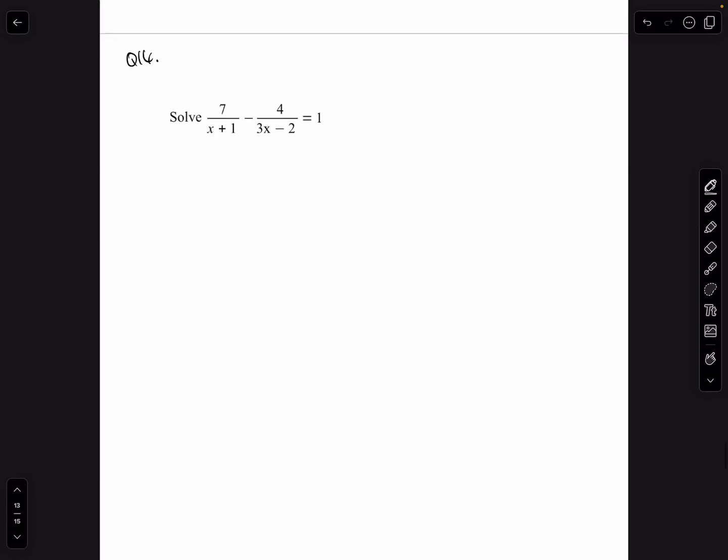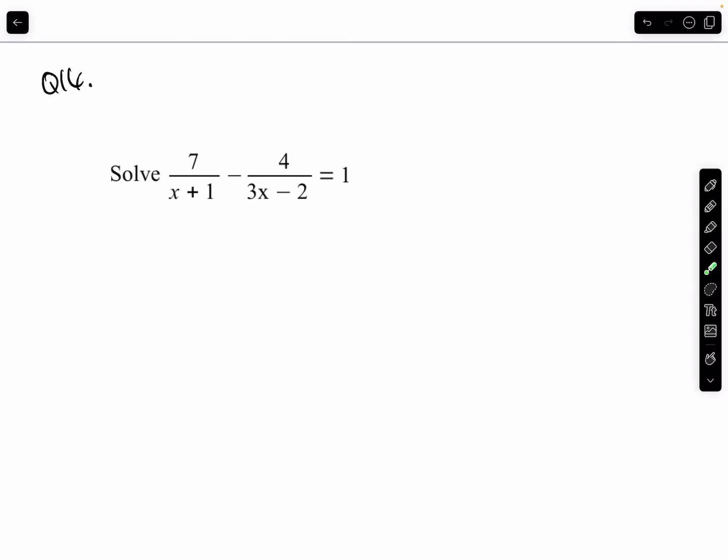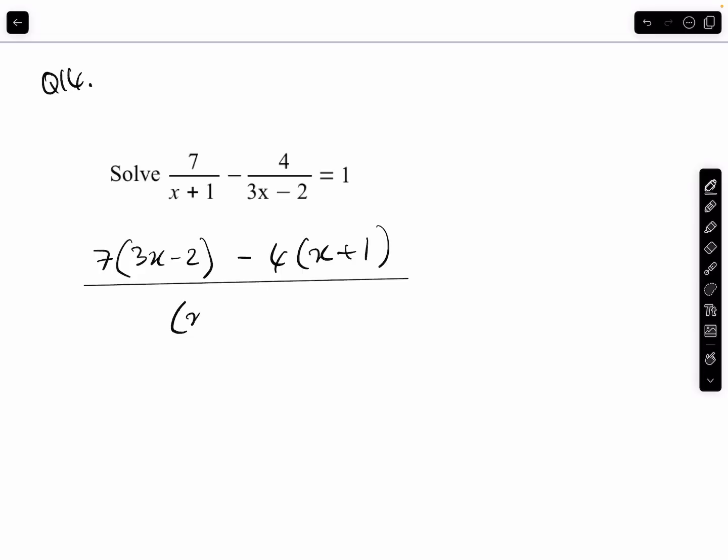All right, question 14, we have algebraic fractions. So with this, what you want to do is make the denominators the same here. So we can take this, multiply there, take that, multiply there, and then multiply the bottom together, which will eventually multiply on that side. All right, so first step, 7 bracket 3x minus 2, then minus 4 bracket x plus 1. I'm going to put this over one fraction because I'm multiplying the denominators. There we go, equal to 1.